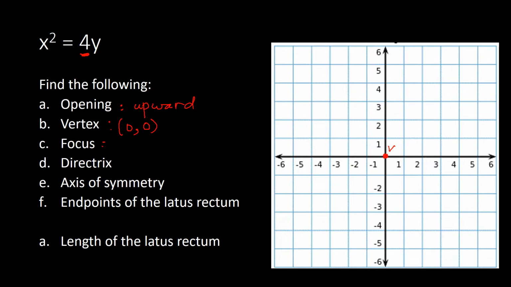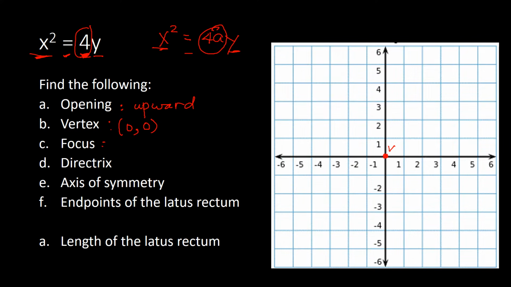For the focus, you are going to be dependent on the a of your equation. Notice on our standard equation, or the vertex form equation of the parabola, we have x squared equal to 4ay whenever that is upward. So we've got an x squared here, an equal sign, and a 4 here and y.